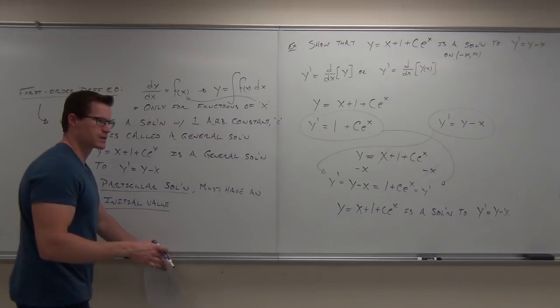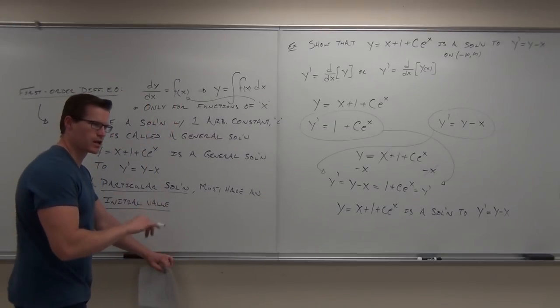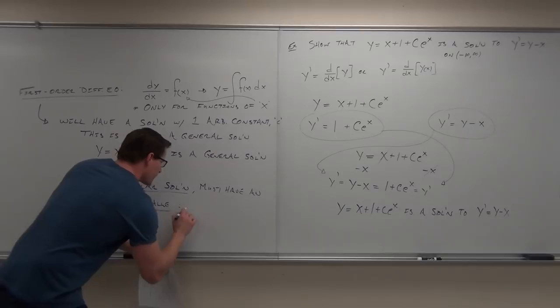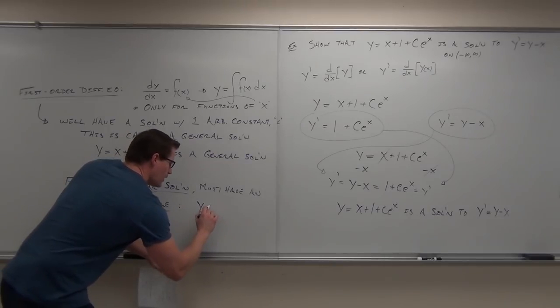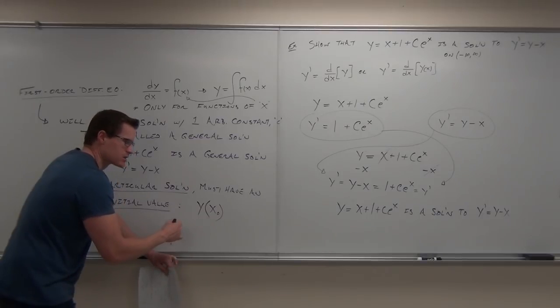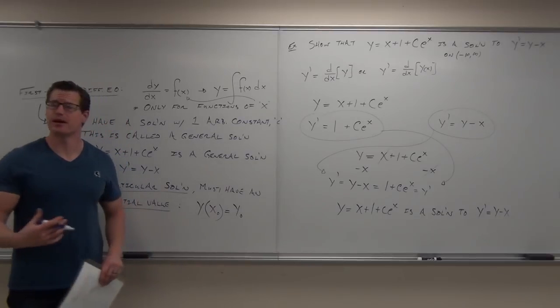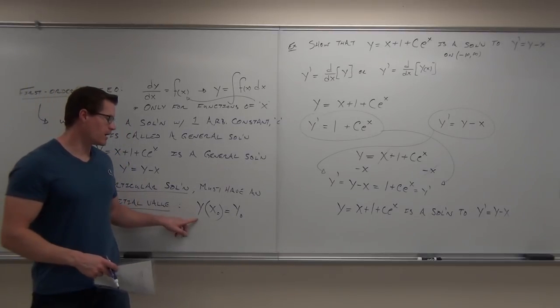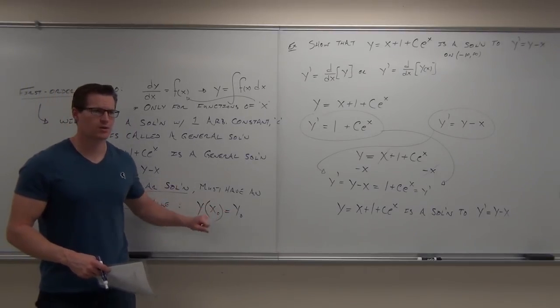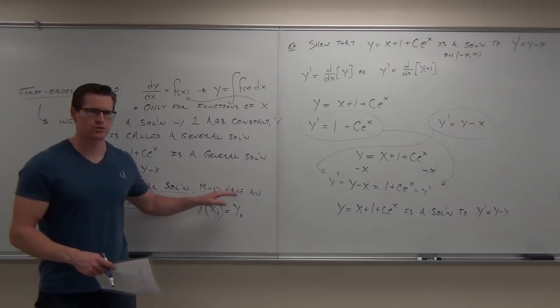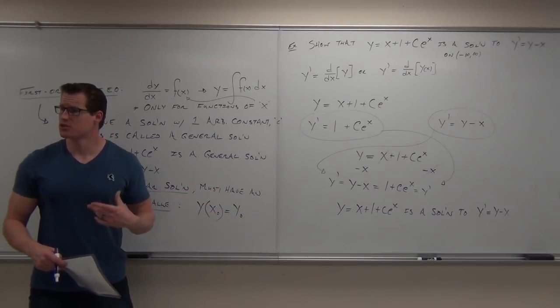Initial values look like this. This is from your Calculus 1 days. It hasn't changed. They say y, when you plug in some specific x, that's the x naught or x sub 0, gives you some y sub 0 value. They're actually specified numbers. So it says, hey, y of 0 equals 7, or y of negative 4 equals whatever. It's going to be something specific that you can actually plug in.